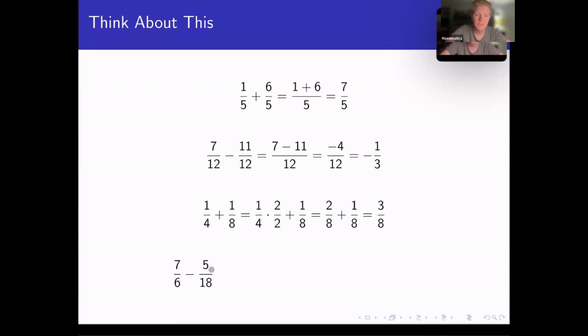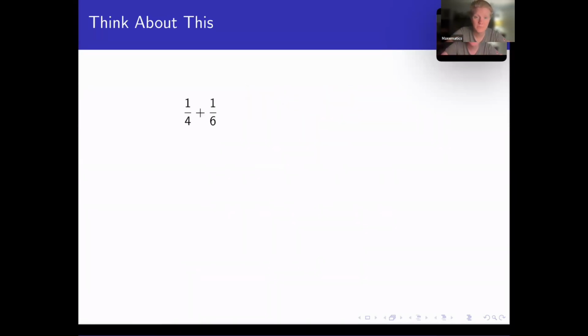7 over 6 minus 5 over 18. We can change this 6 to look like an 18 by multiplying it by 3 over 3. And then subtracting 5 over 18. 21 over 18 minus 5 over 18, 16 over 18. And we can simplify that, 8 over 9. So these should be kind of familiar. We did these toward the end of P1.